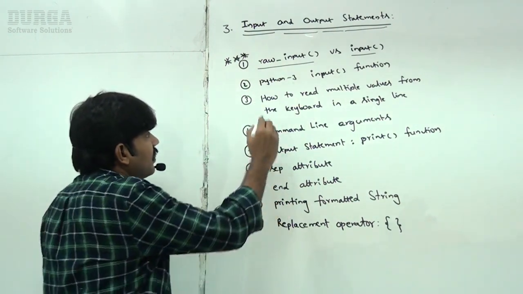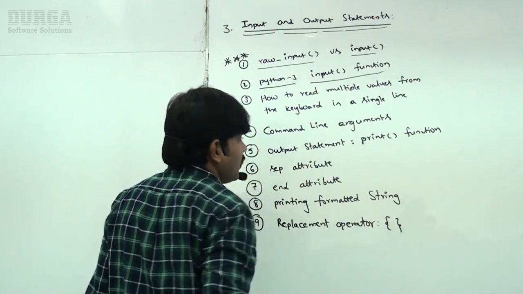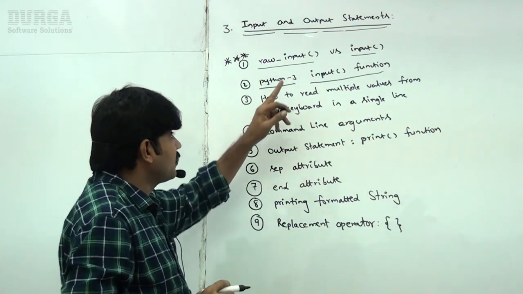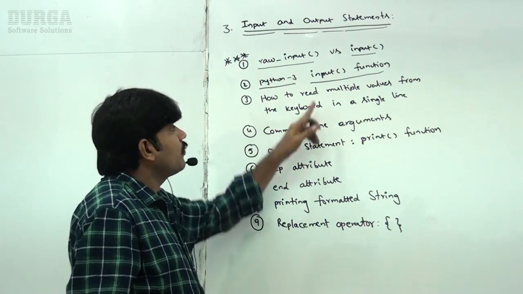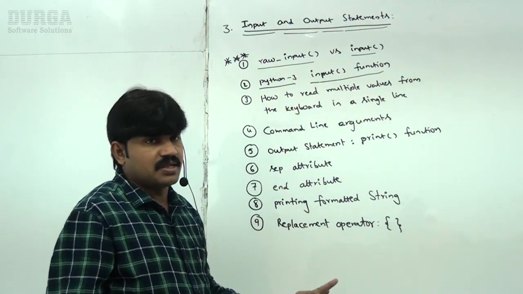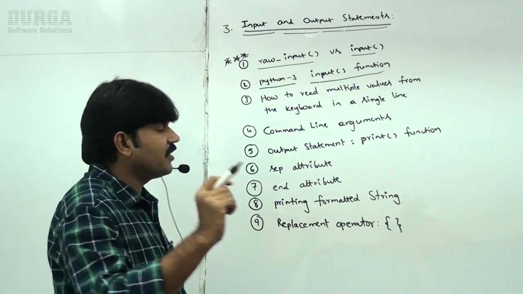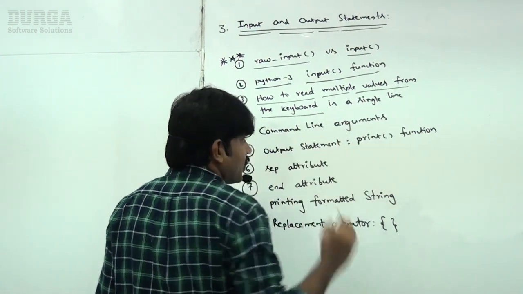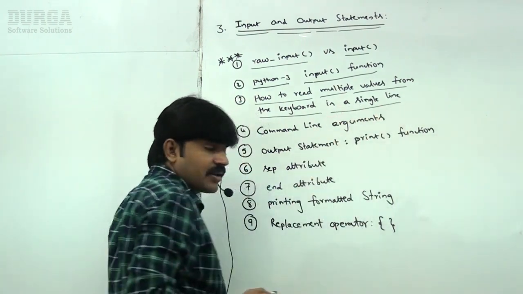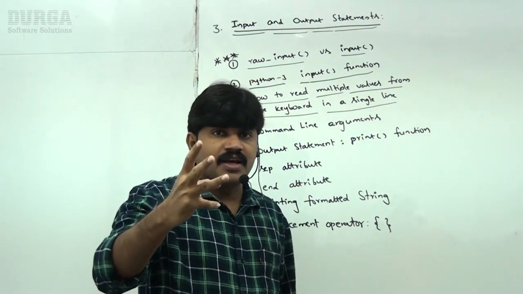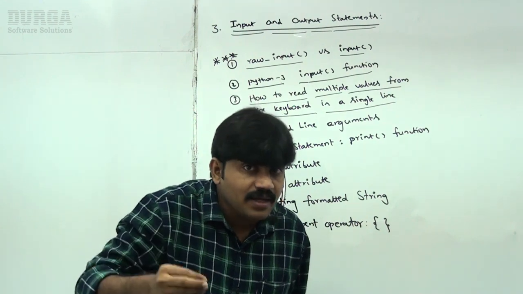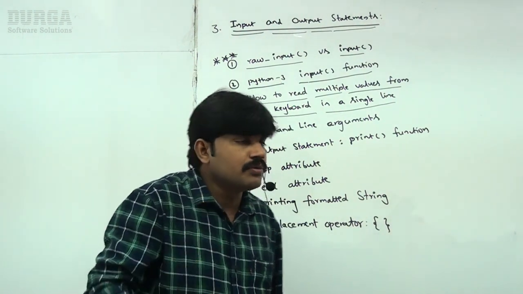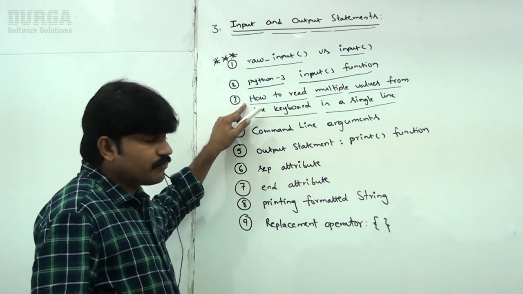After that, in Python 3, how can you use the input function? What is the behavior of the input function in Python 3? After that, of course, multiple examples and multiple programs we are going to discuss. Then one small shortcut technique I want to explain: how to read multiple values from the keyboard in a single line. I enter 3 values, and I want to read all 3 values using a single line of Python code. How can you do that? A beautiful shortcut, and that part we are going to discuss.